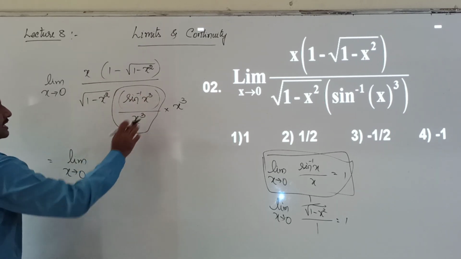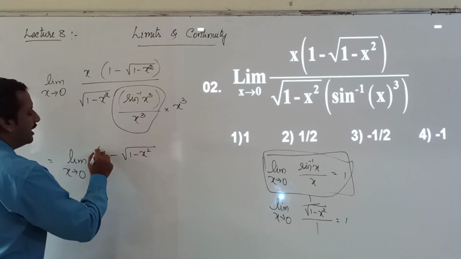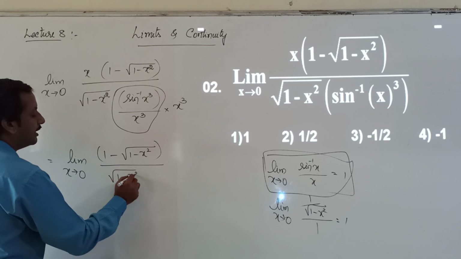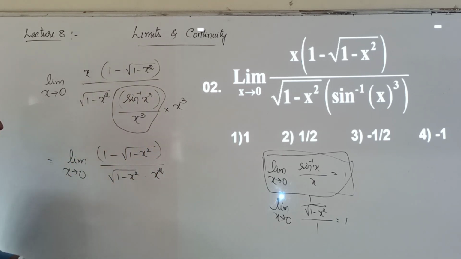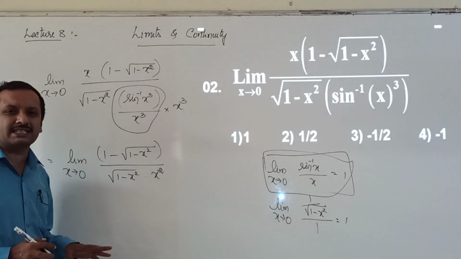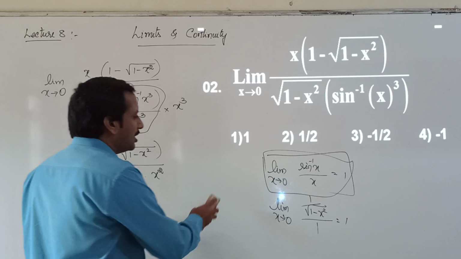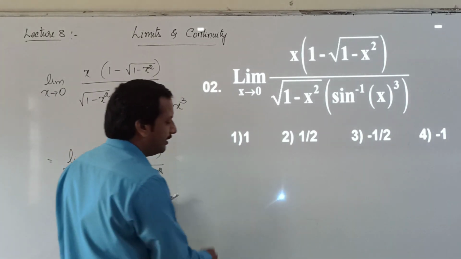Here x gets cancelled. We'll have 1 minus root of 1 minus x square divided by root 1 minus x square into x square. One of those x we have cancelled, x square is remaining. Now when I apply the limit as x tends to 0, still I am getting 0 by 0 only. But even now also using L'Hospital's rule is not a good idea.